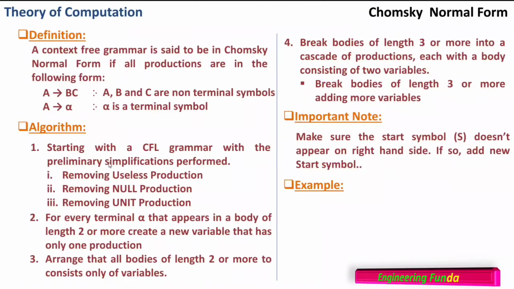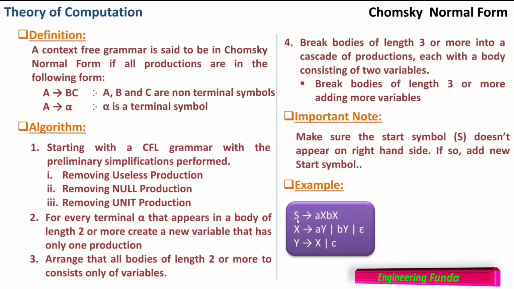Let us look at the example. So here is this grammar given. S tends to AX, BX. X tends to AY or BY or epsilon. Y tends to X or C. Now if we look at this grammar, it contains a null production. It also contains a unit production, Y tends to X. So the first step says we have to remove all these things. So we have to remove useless production, null production and unit production.